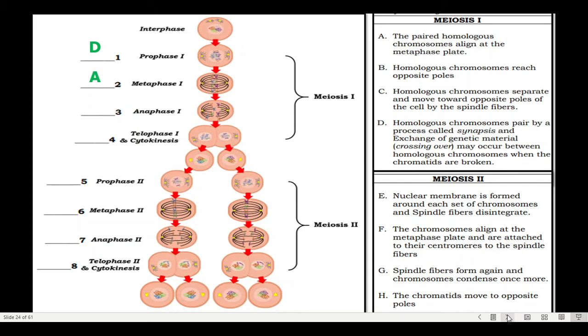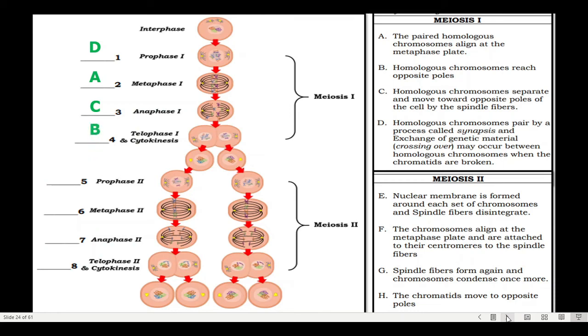They meet at the center, they align at the center. Which one is that? Letter A. Paired homologous chromosomes align at the metaphase plate. They meet at the metaphase plate. That is metaphase 1. Next, anaphase. Homologous chromosomes separate, di ba? They move away, they separate. They move toward the opposite pole of the cell by the spindle fiber.